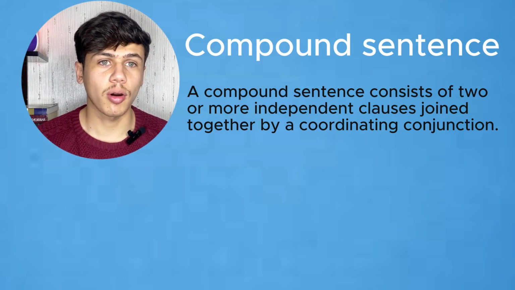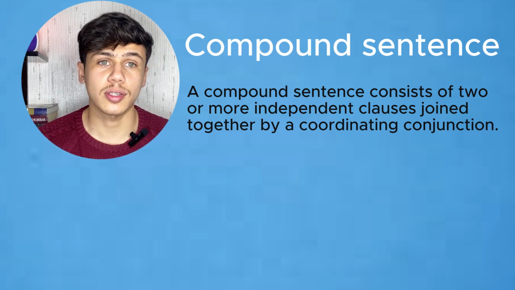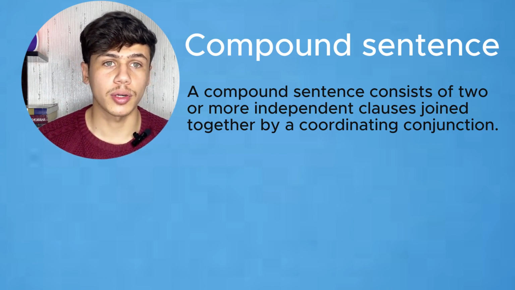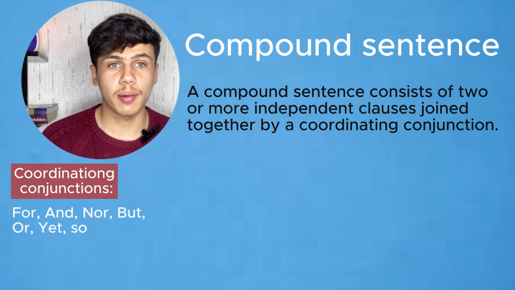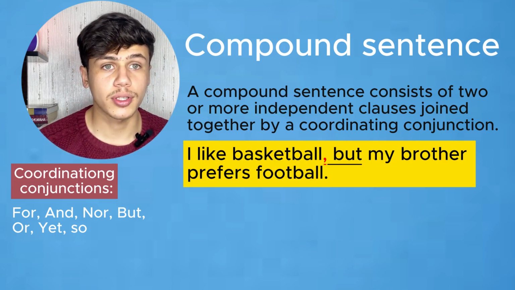Compound sentences are sentences which consist of 2 or more independent clauses joined together by a coordinating conjunction. For example, I like basketball, but my brother prefers football. Okay, we have come far, and now it's time for the third type of sentence, which is complex sentences. It's the place that most people get scared of, but it's not scary. It's simple if you just have the knowledge and the technique. So let's get familiar with complex sentences.